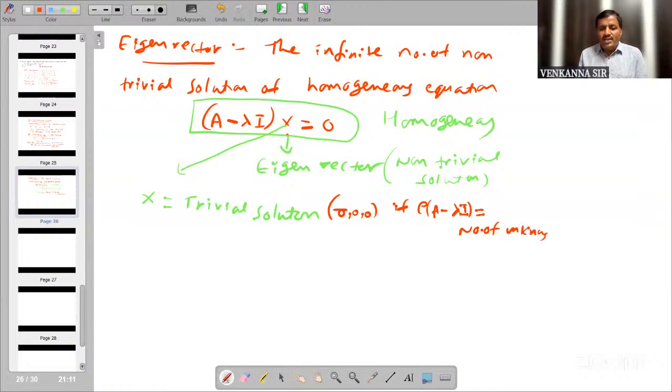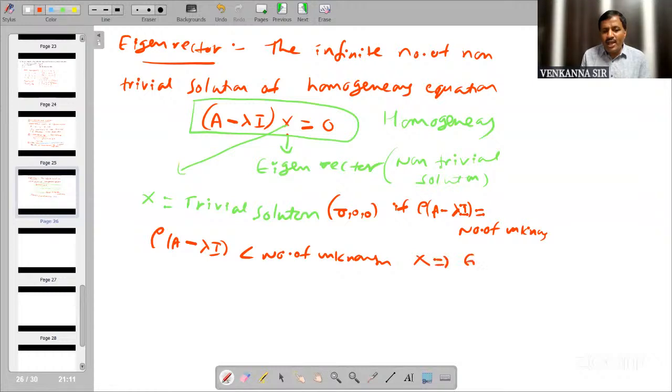This is not a new concept. Whatever procedure I explained in the homogeneous case, the same logic we are applying here. If rank of A minus lambda I is equal to the number of unknowns, then capital X is a trivial solution, 0, 0, 0. If rank of A minus lambda I is less than the number of unknowns, then what is the capital X here? This is called the eigenvector.